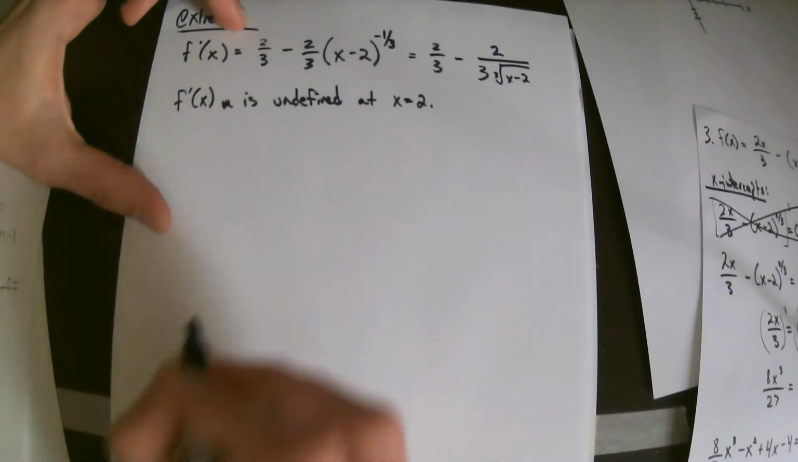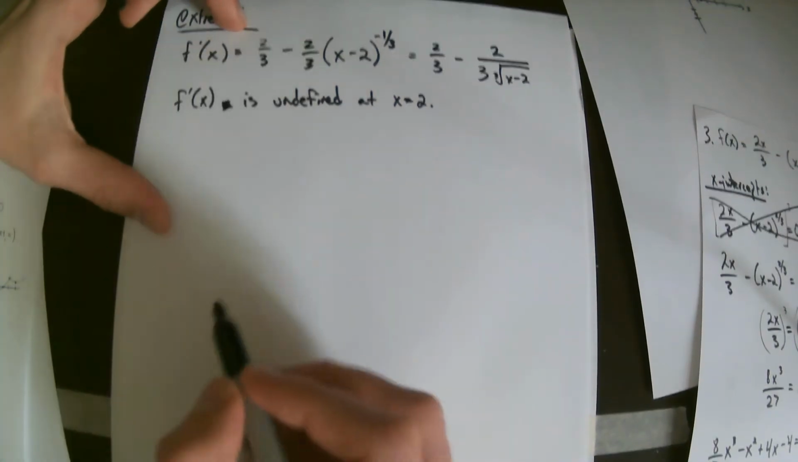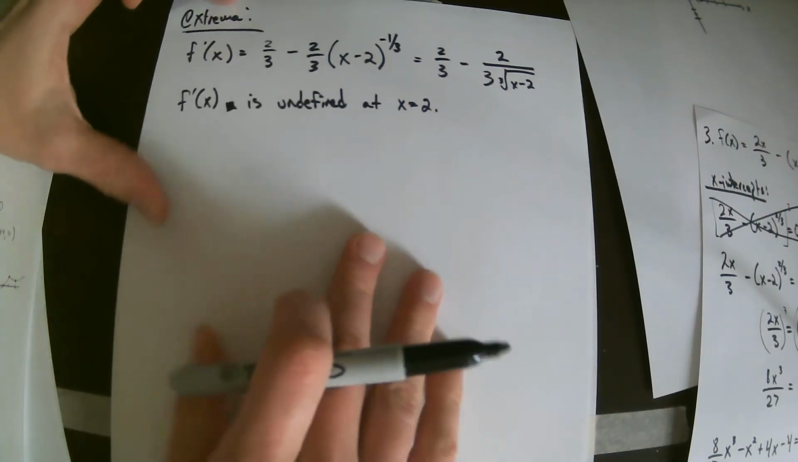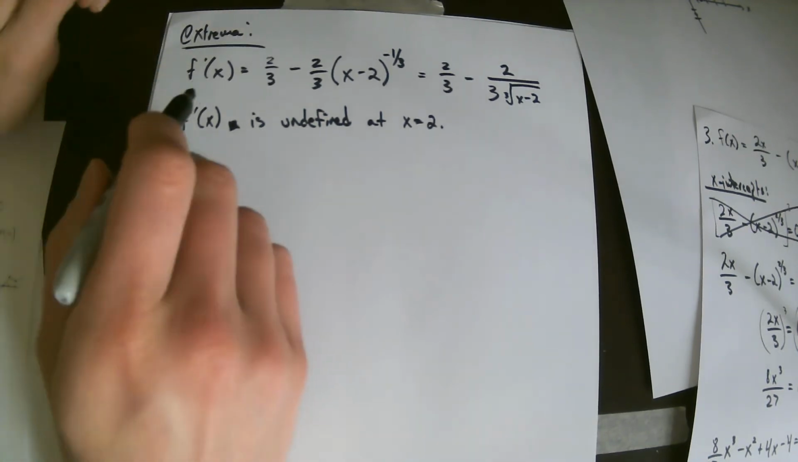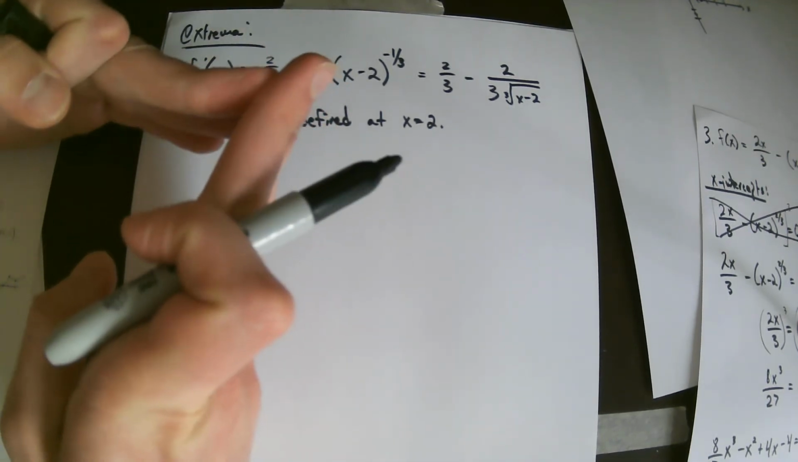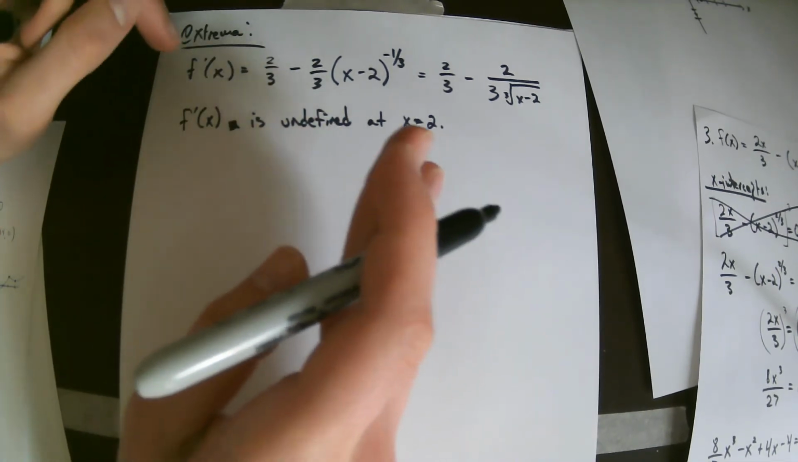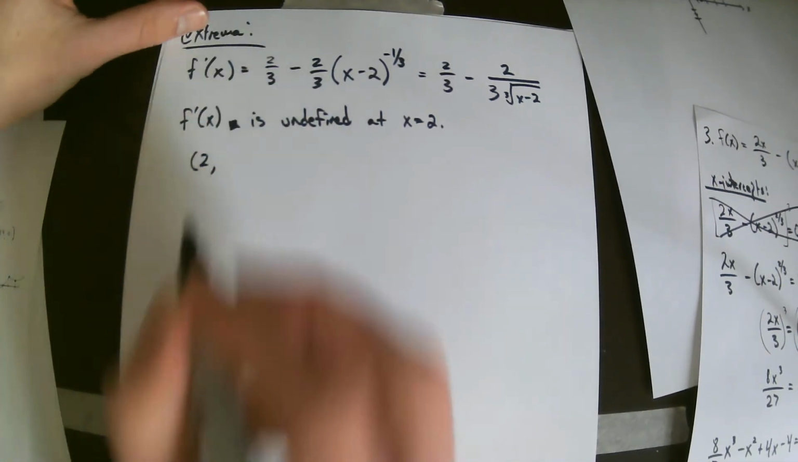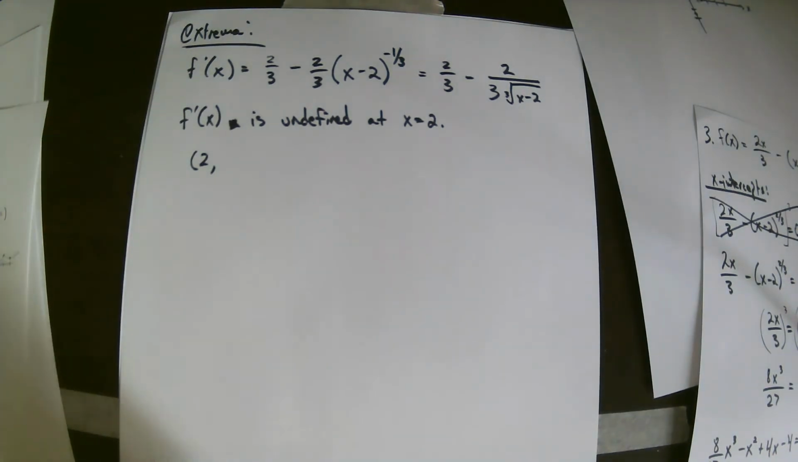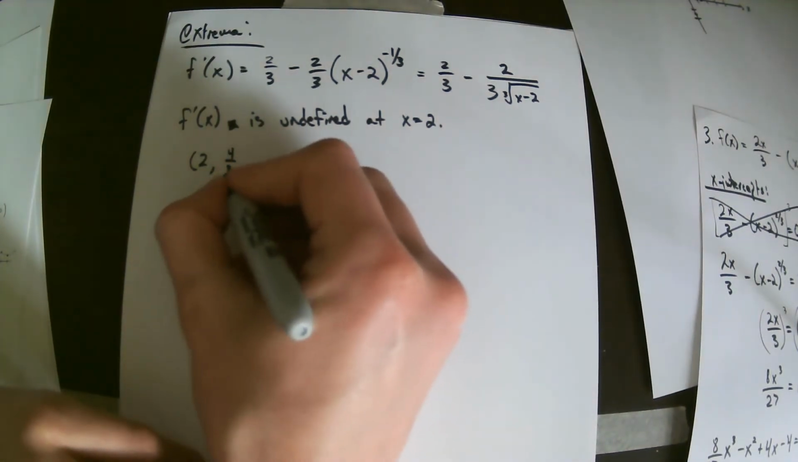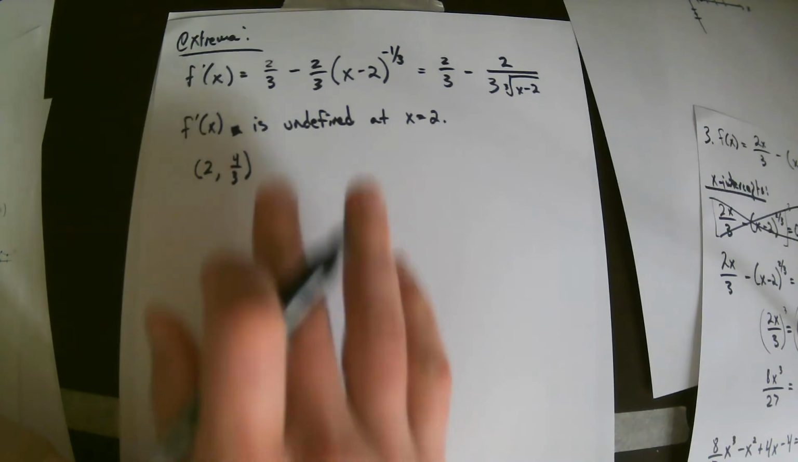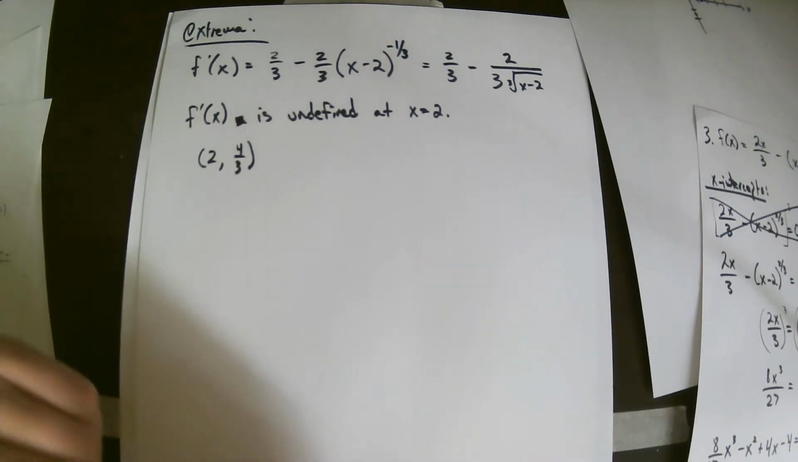So we have a singular value at x equals 2 for our derivative, meaning that there's a sharp point there that has the potential of being a max or a min. Let's go ahead and get that point for the actual function itself. It's going to be (2, 4/3), plugging into the original function to get that. Is that a max or a min? I don't know. Not yet.